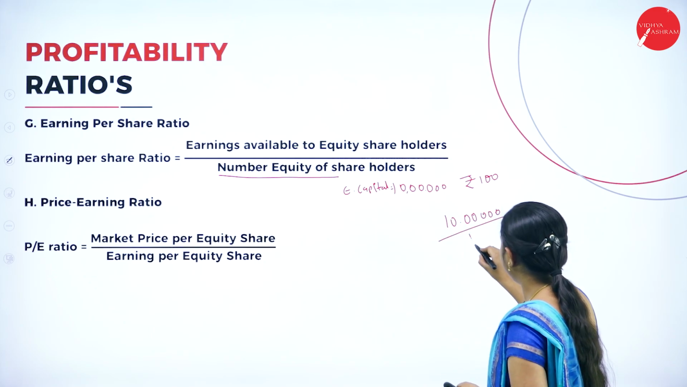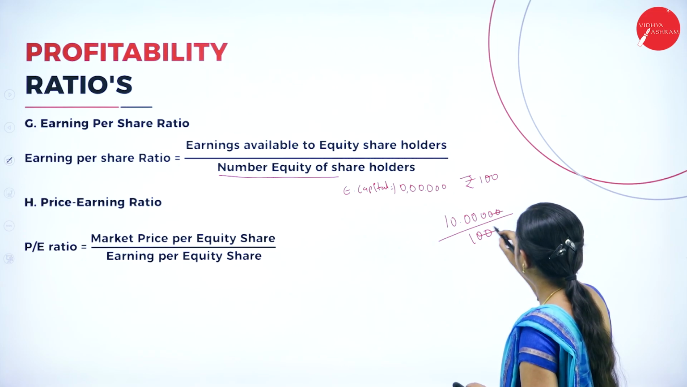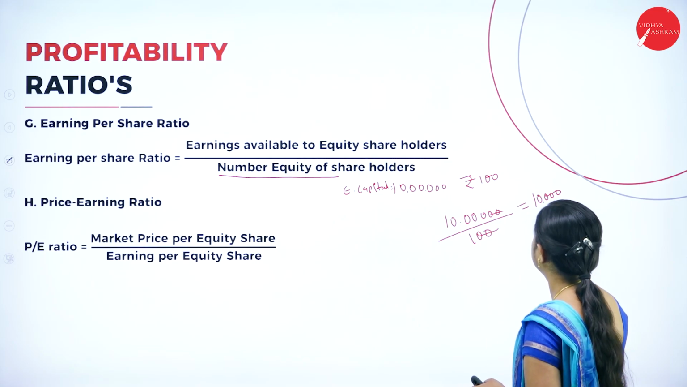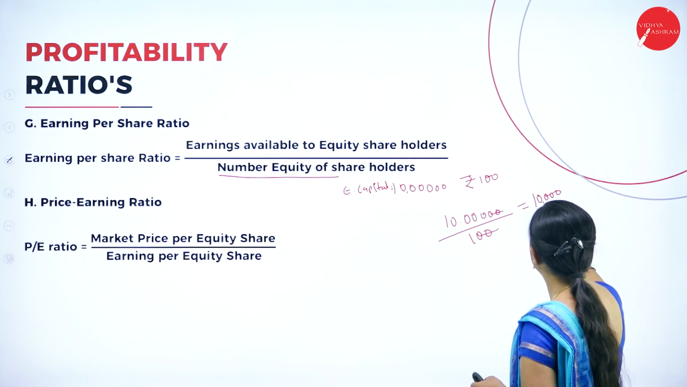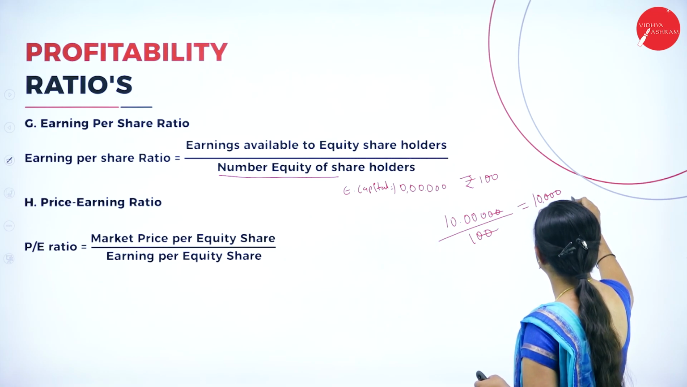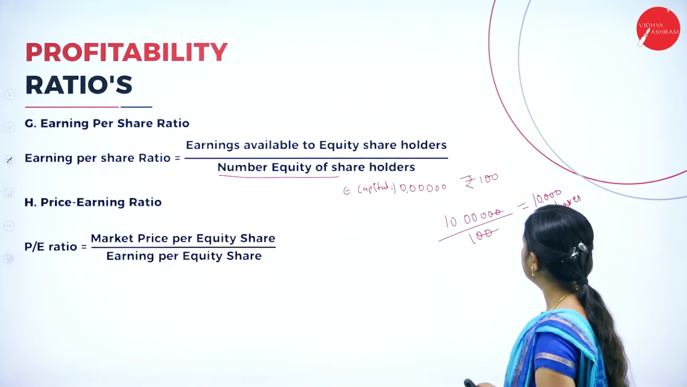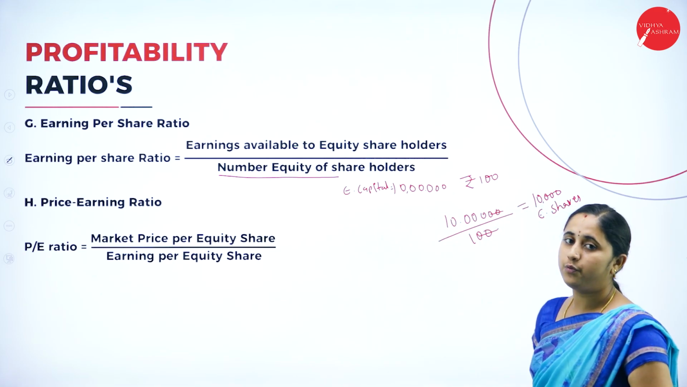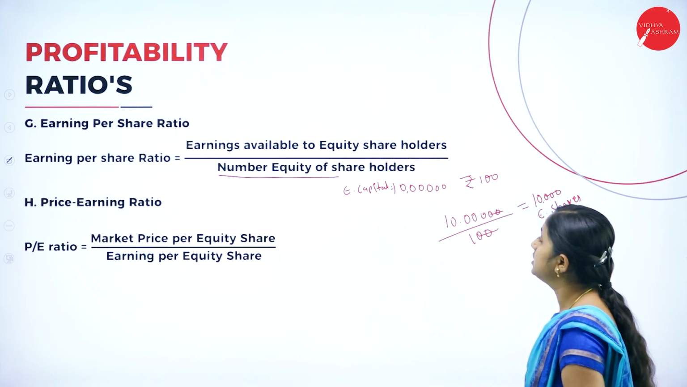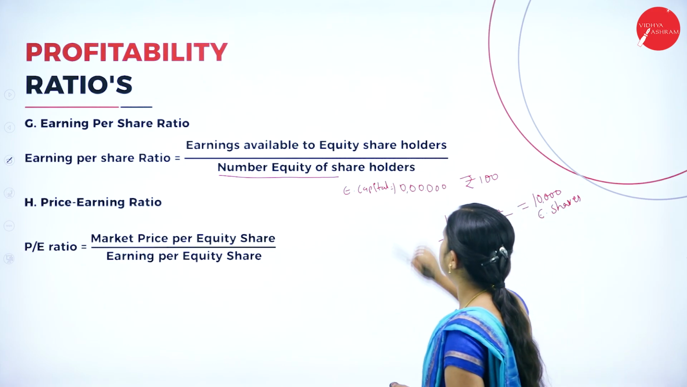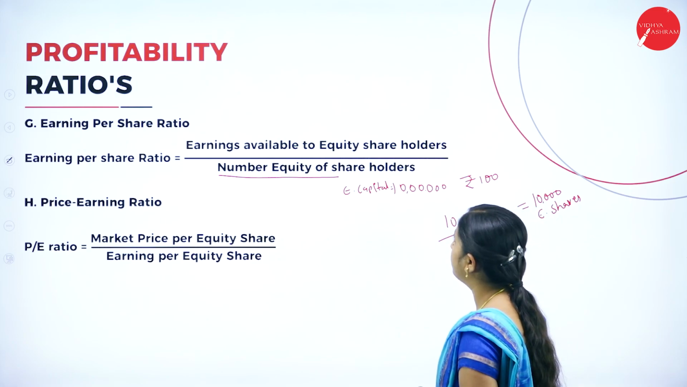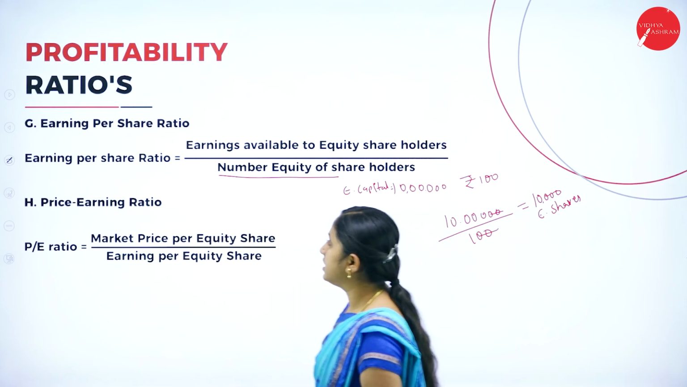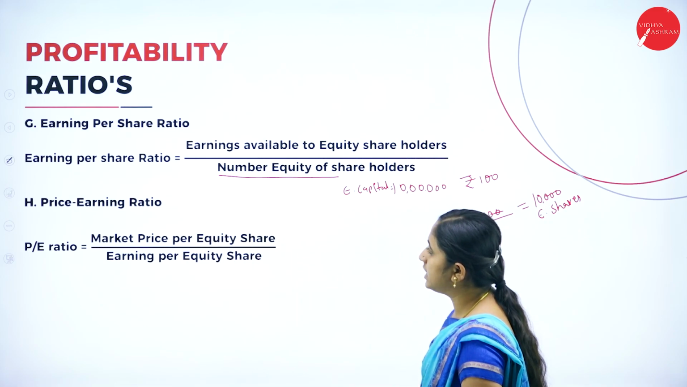10 lakh divided by 100, that is 10,000 equity shares. So, we can calculate by taking into consideration the total equity capital and face value. So, 10,000 equity shares. Earnings available to equity shareholders divided by number of equity shares is equal to earning per share ratio. Next, price earning ratio.